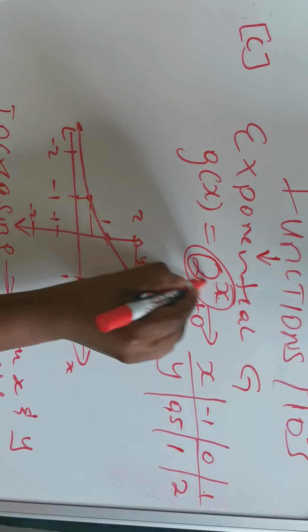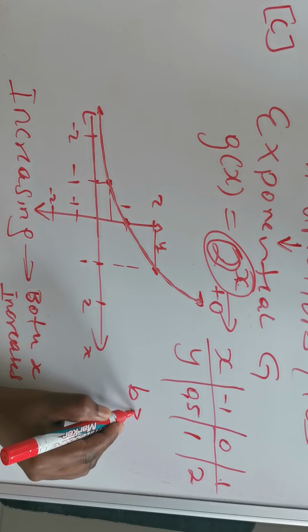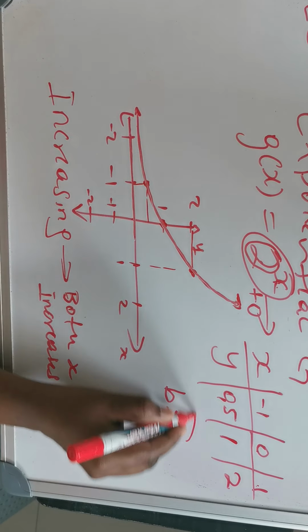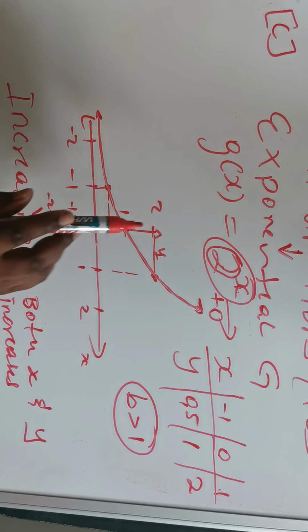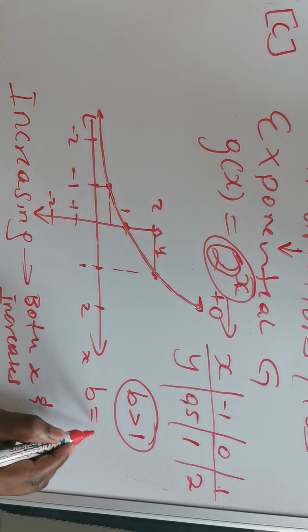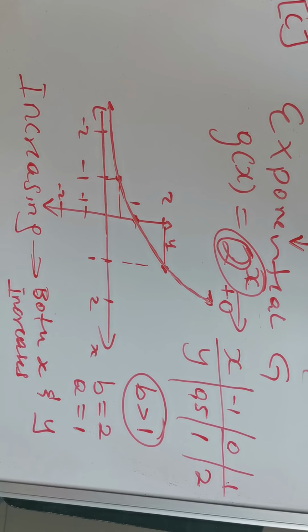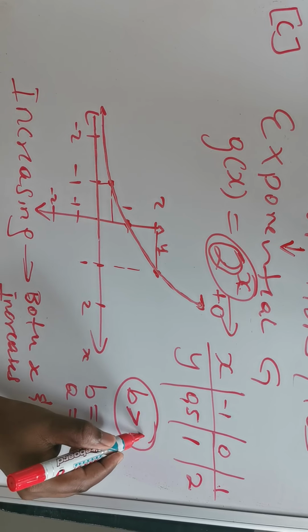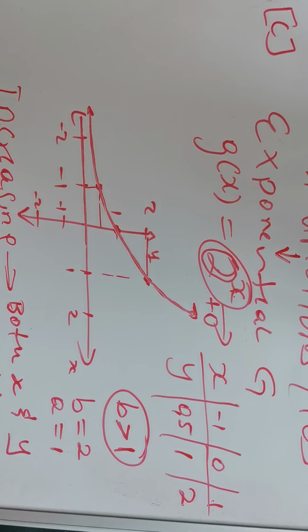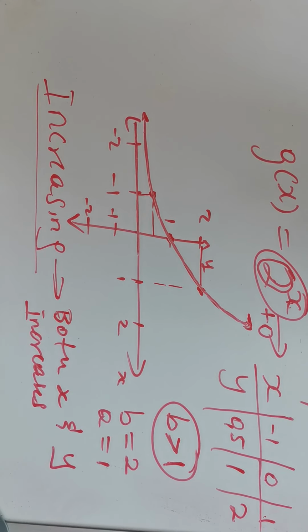Now look at this one. This is your b. Now your b is greater than 1, since your value of b here is 2, whereas the value of a is 1. So if the value of b is greater than 1, that will give you what we call an increasing function. That is what is important.